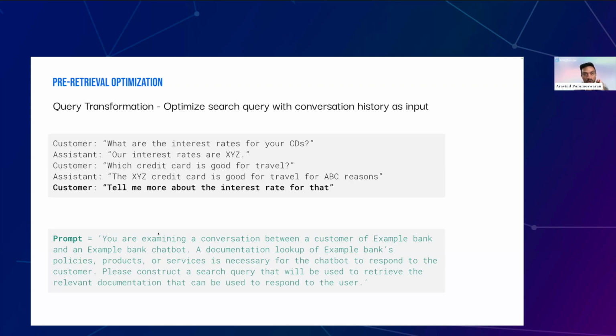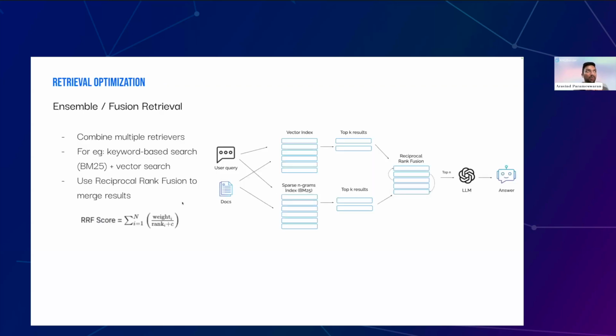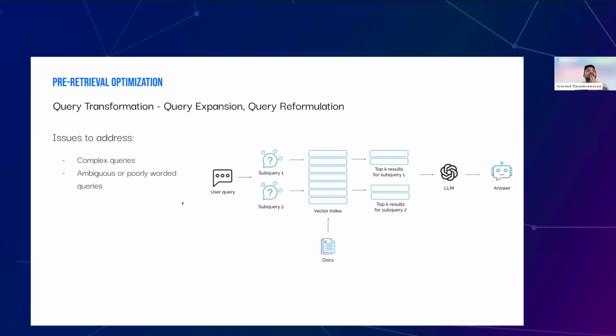So you would use some kind of prompt here saying, hey, you're examining a conversation between a customer and a chatbot, construct a search query that will be used to retrieve the relevant documentation. And so what it would do is take this history of the conversation and convert it to a better query, right? So that's query transformation. But in case of complex queries, it makes sense to break those down into subqueries, individually perform retrieval on those subqueries, and then combine the results.